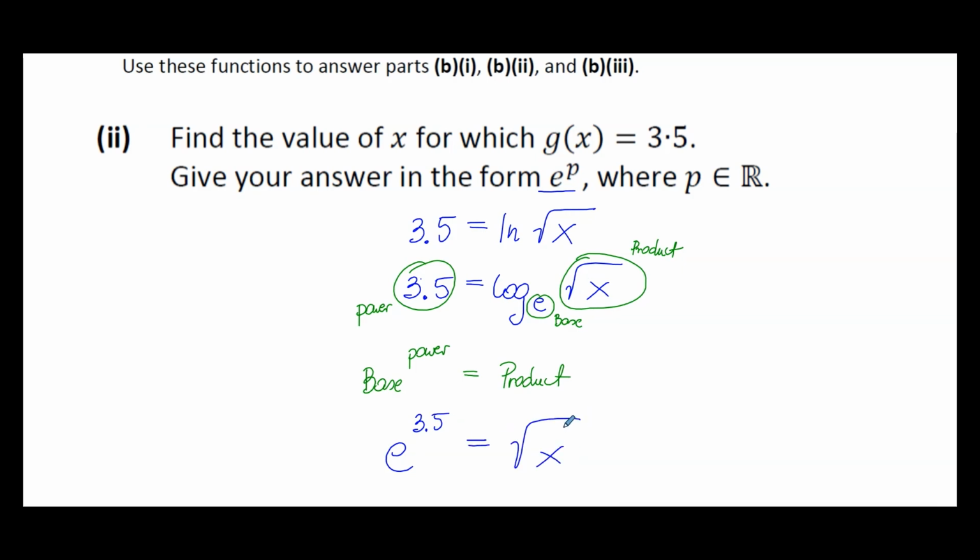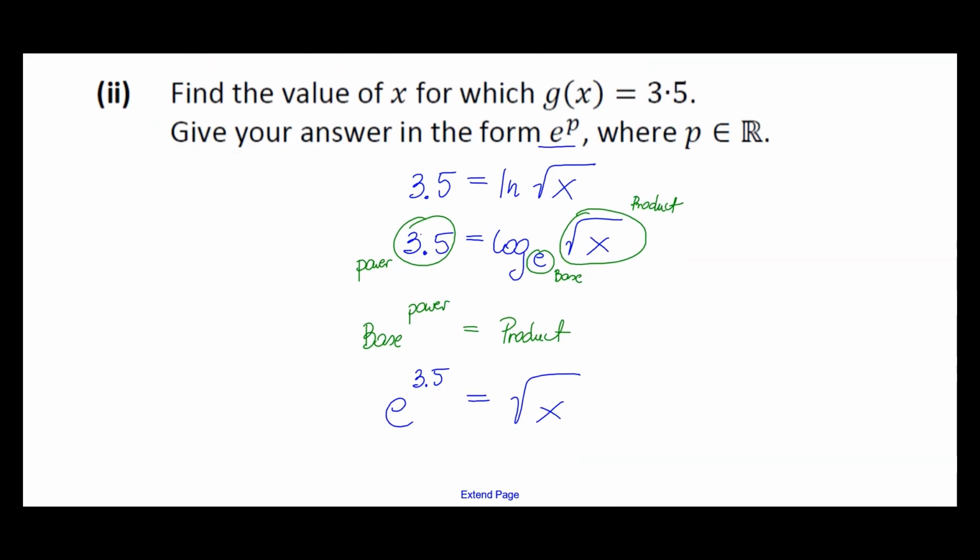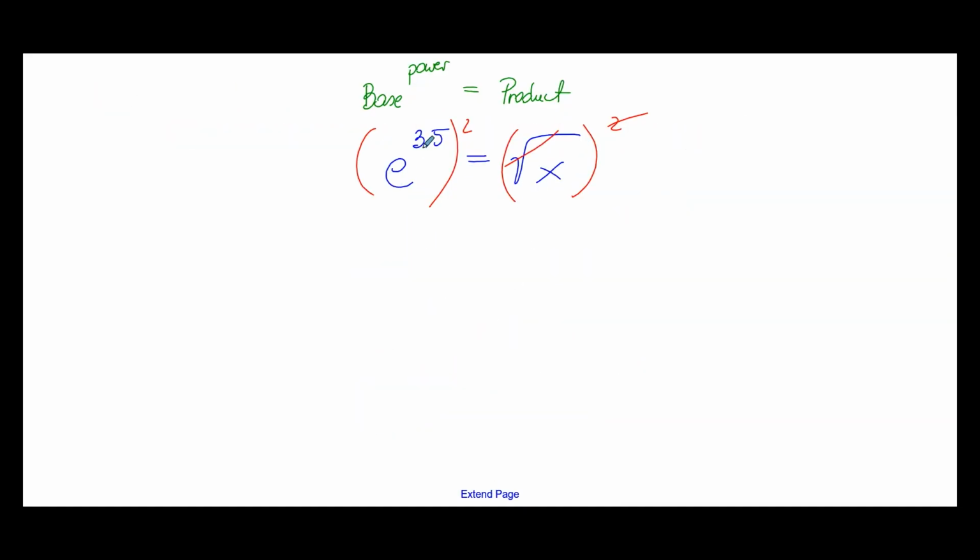Now, I need to find the value of x, not x under the square root. How do I eliminate the square root? Well, I take both sides to the power of 2, isn't it? So that means that I have e to the power of 3.5 and then to the power of 2.